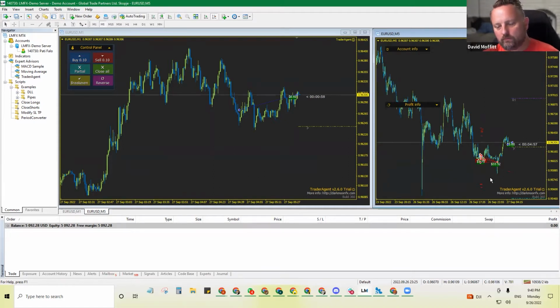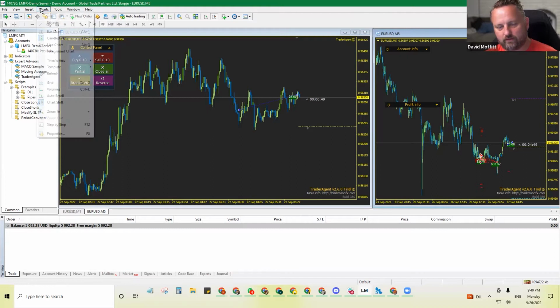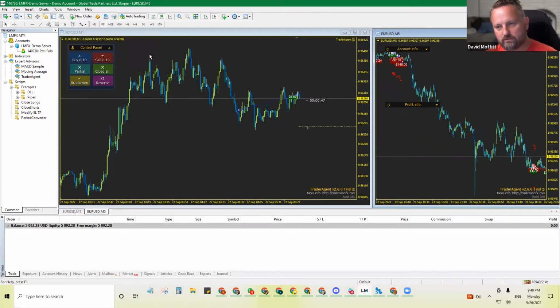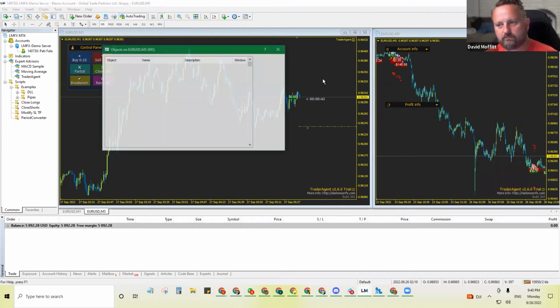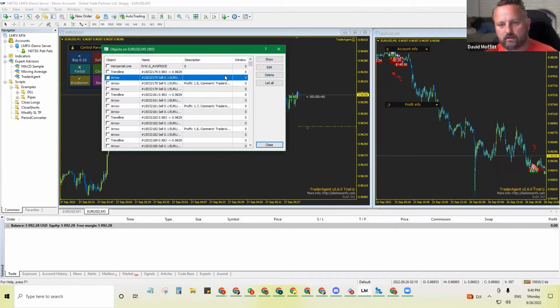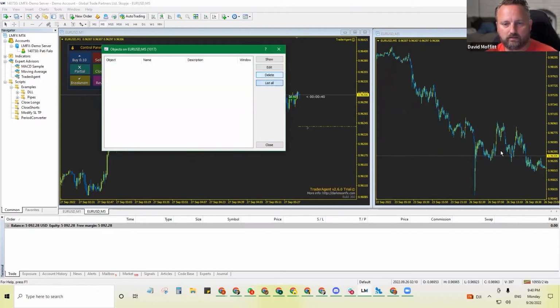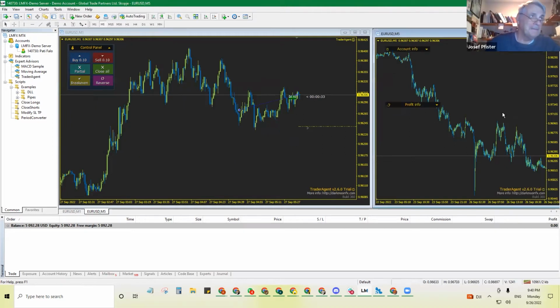So, there's another question. I think Joseph asked the question, how do you remove stuff on your chart? Let's do that right now. So on the 5 minute chart, you just right click on it and then object list. And then hit list all, Control A. Oh, okay. Yeah. Thank you. It's kind of cumbersome. I wish it was a lot easier, but that's how it is.